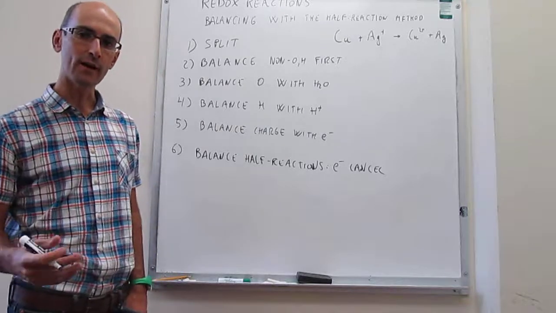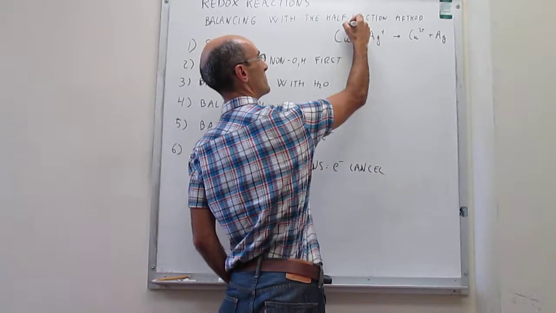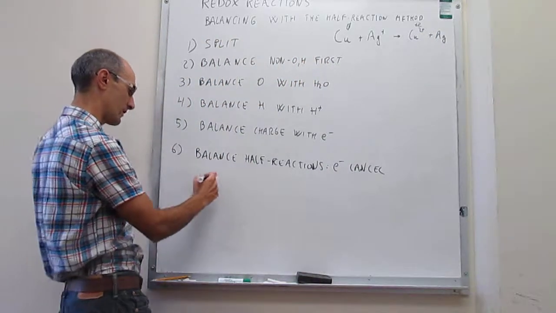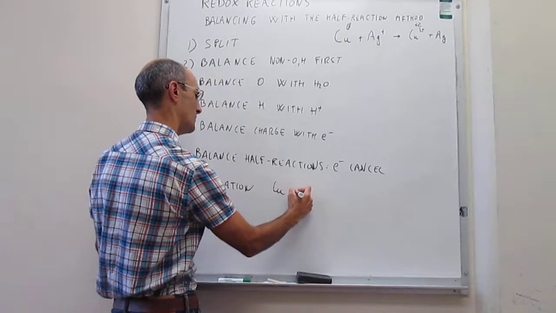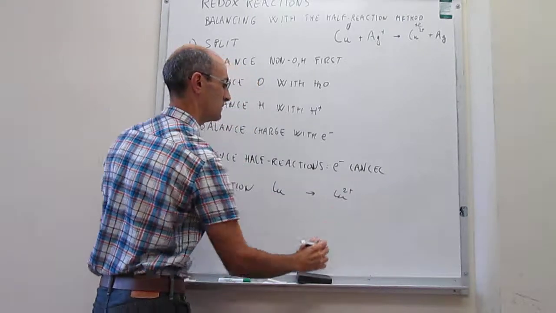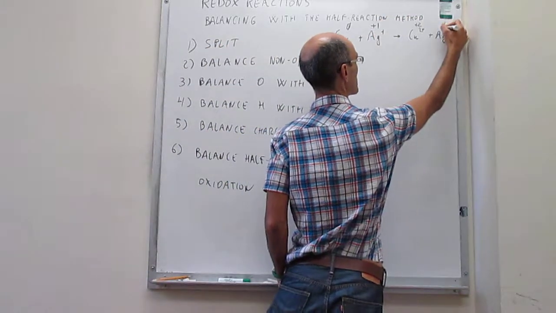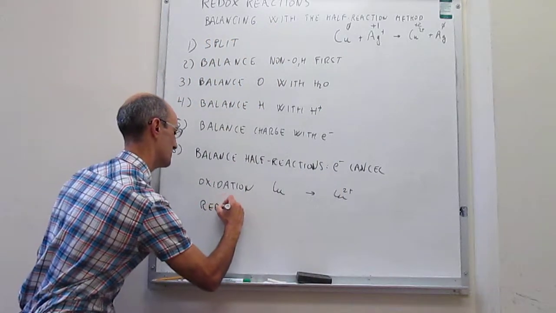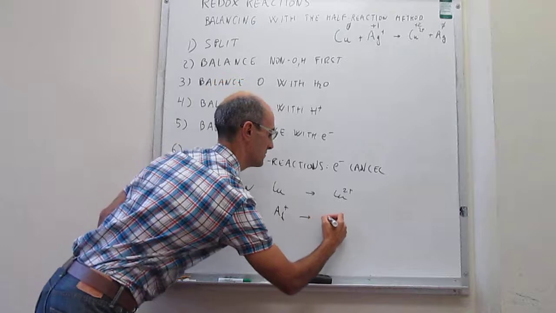Let's identify the two half-reactions. We see that copper goes from an oxidation number of 0 to an oxidation number of +2. So that is the oxidation half-reaction. The oxidation half-reaction is this: copper to copper 2 plus. And then we see that silver goes from a +1 oxidation number to a 0 oxidation number, so there is a reduction. The other half-reaction is the reduction: silver plus to silver.